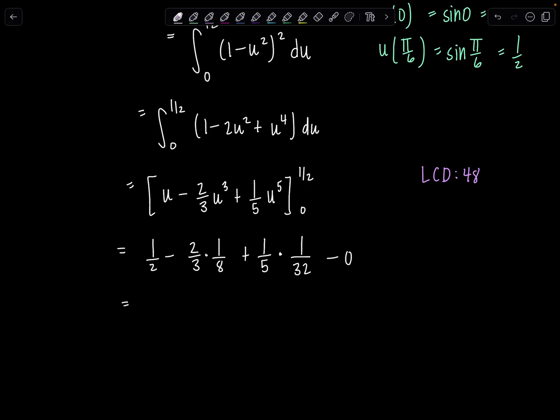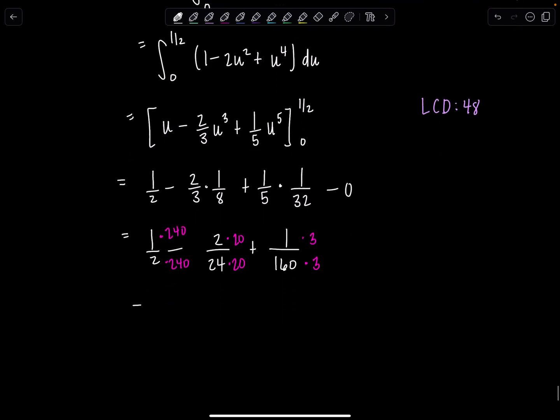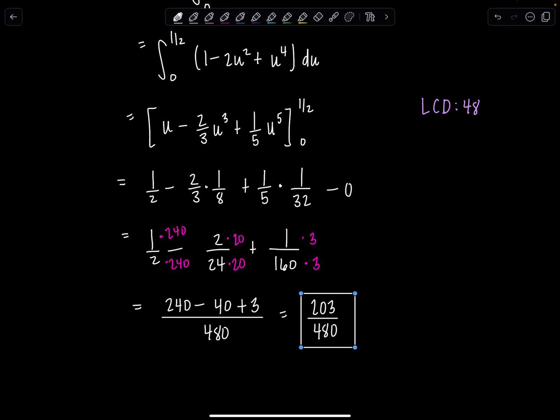So let's get there. So this is 1/2 minus 2 over 24 plus 1 over 160. This needs 3, top and bottom. This needs 20, top and bottom. And this needs 240, top and bottom. So we're going to have 240 minus 40 plus 3 over 480. 240 minus 40 plus 3, 203 over 480. And that doesn't reduce. So there's our final answer.